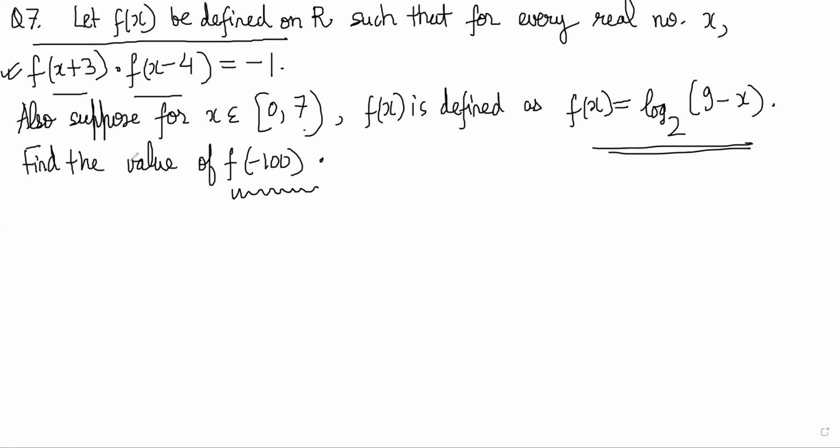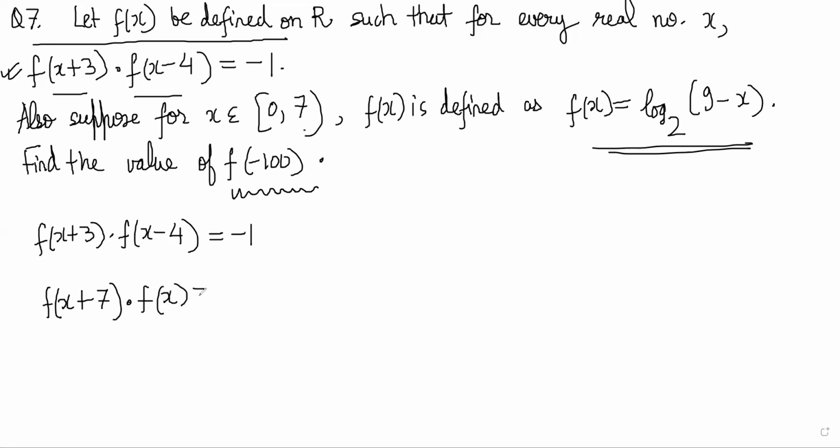So if f of x plus 3 multiplied by f of x minus 4 is minus 1, if I put, instead of x, x plus 4 here, what I will get is f of x plus 4 plus 3, so x plus 7, multiplied by f of x plus 4 minus 4, so f of x is equal to minus 1, right? So that implies f of x is equal to minus 1 by f of x plus 7, right?